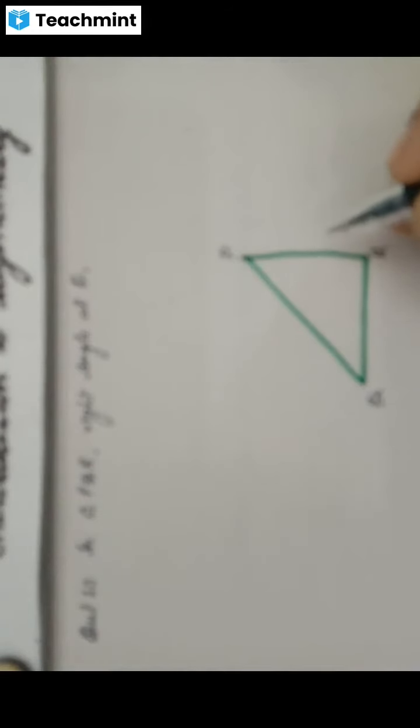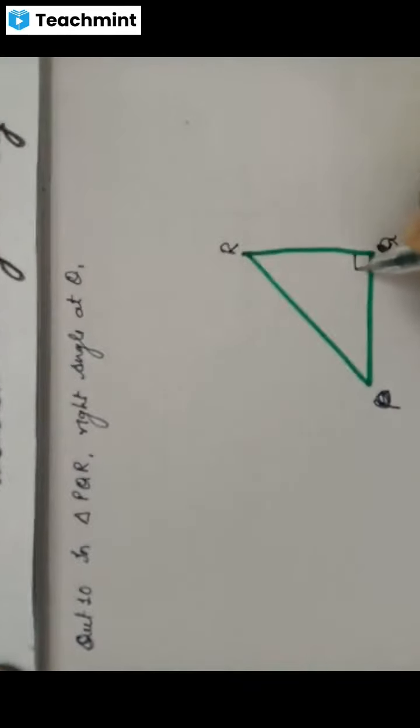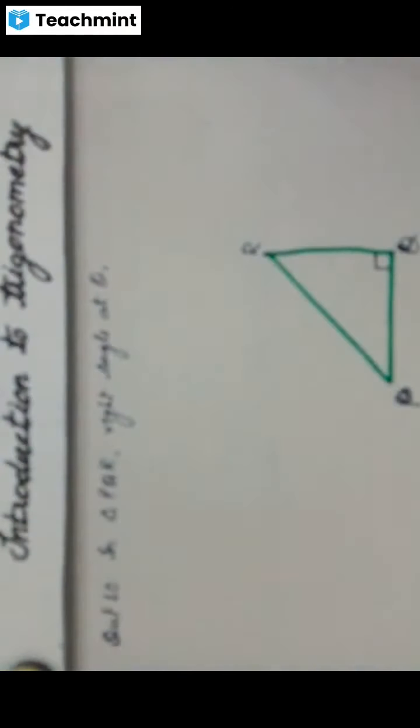Oh, so we will change it. It is our P we will take, it is Q and this will be R. So PQR, right angle at Q we have taken. This is the initial information. Now we will see PR plus. Now we write the given information.